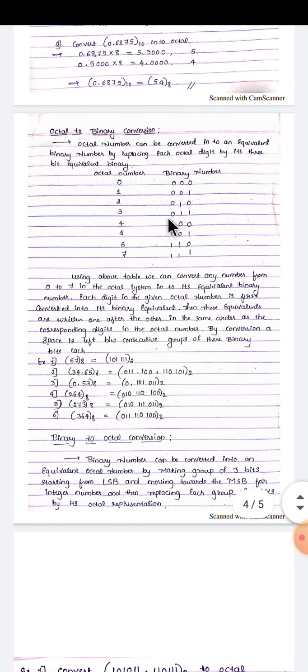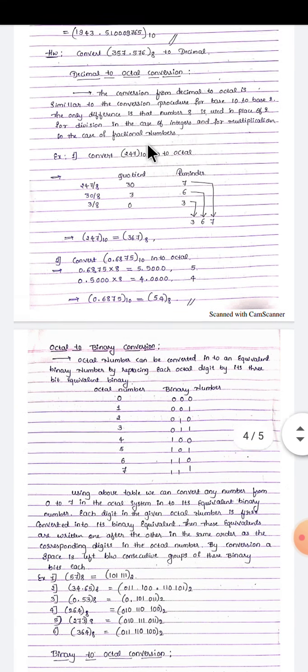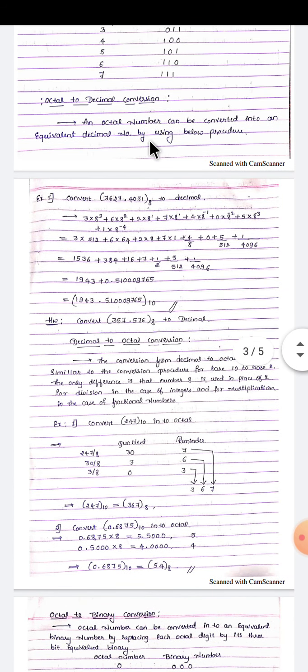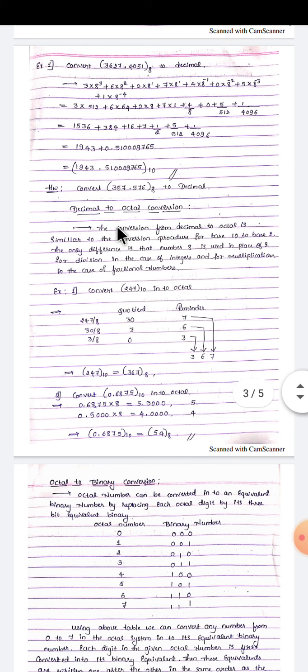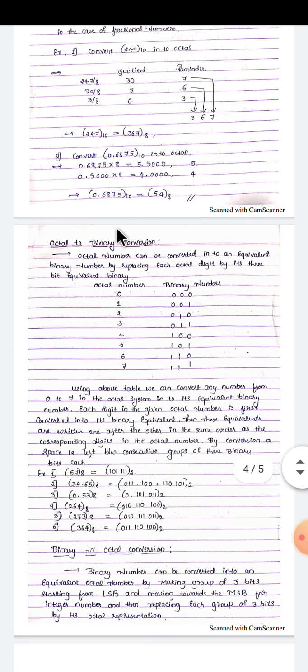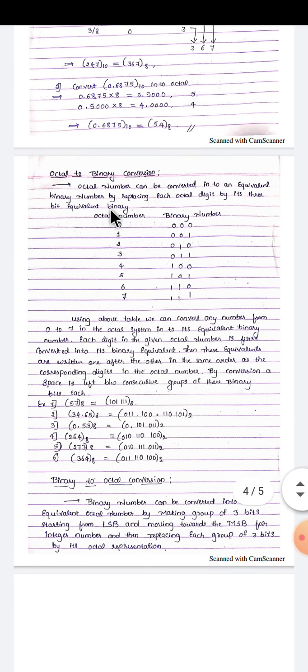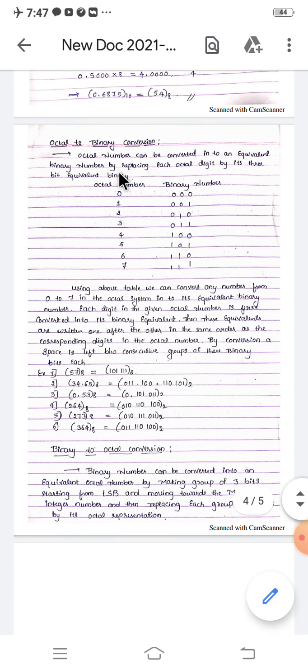Now octal to binary conversion. What did we discuss first? First we discussed octal to decimal and decimal to octal, which is over. Now decimal to binary and binary to decimal we have to convert. So octal to binary and binary to octal we have to convert.